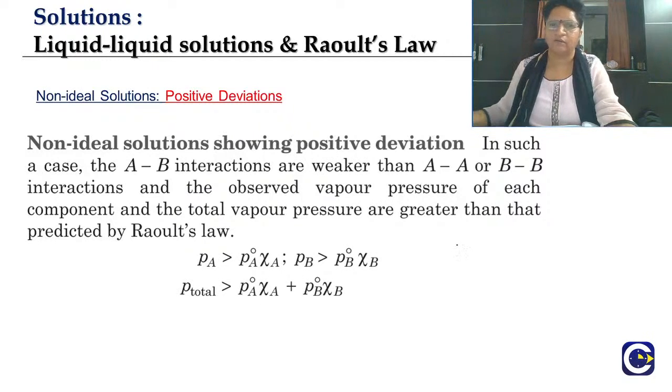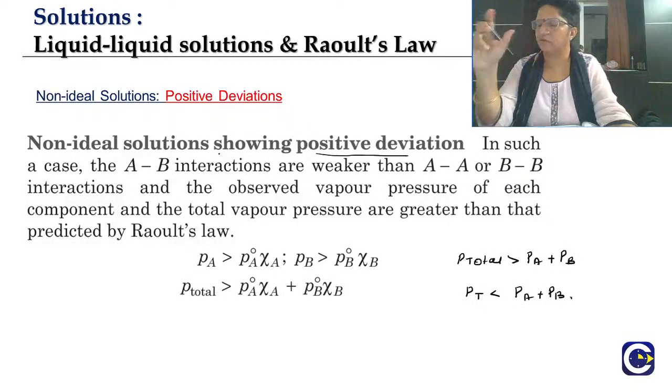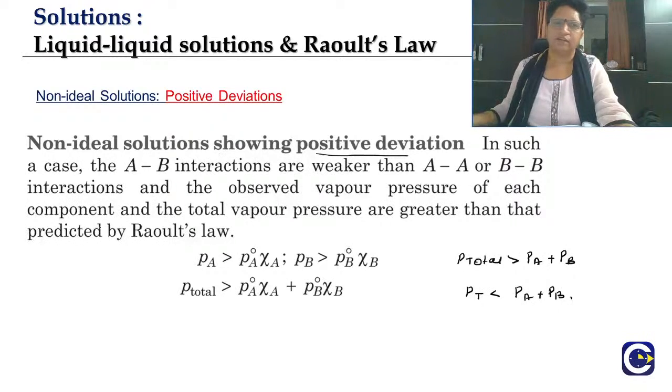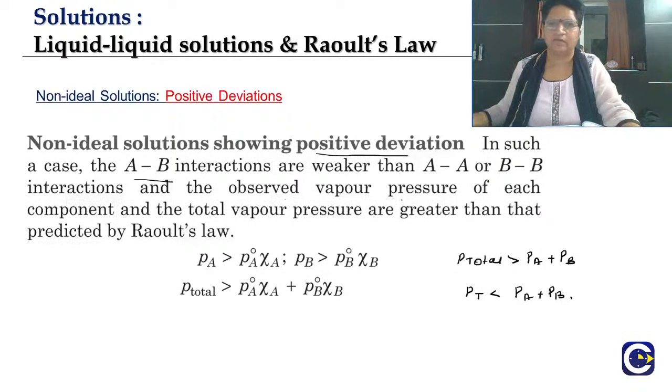Non-ideal solutionல என்ன ஆகும்? P total வந்து ஜாஸ்தியாவது இருக்கலாம், இல்ல கம்மியாவது இருக்கலாம். That is, P total can either be more or less than PA plus PB. So non-ideal solution showing positive deviation. Positive deviation எப்படி இருக்கும்? எப்போது நமக்கு attraction between AA, BB molecules is much more than AB. It doesn't prefer to interact. They don't remain close. அப்போ எப்போவும் they go away from each other. And the observed vapor pressure of each component and the total pressure are greater. இது இருக்கும், if it is a positive deviation. புரிஞ்சுதாம்மா? If it is a positive deviation, the P total வந்து ஜாஸ்தியா இருக்கும்.